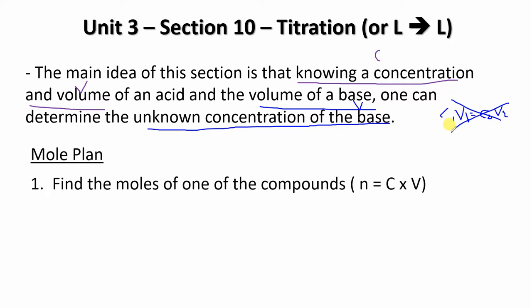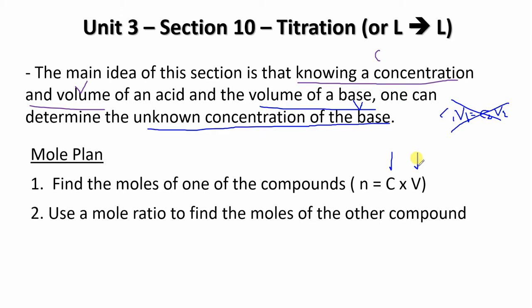So our first step is we're going to be finding the moles of one of the compounds, and you will be given a concentration and a volume. So that will allow you to find moles of one of the two substances. Then in step 2, you'll find the moles of the other substance using a mole ratio. And then lastly, you're going to answer the question.